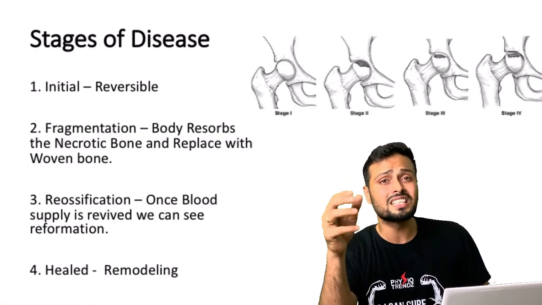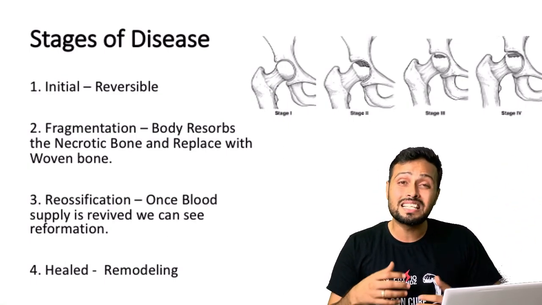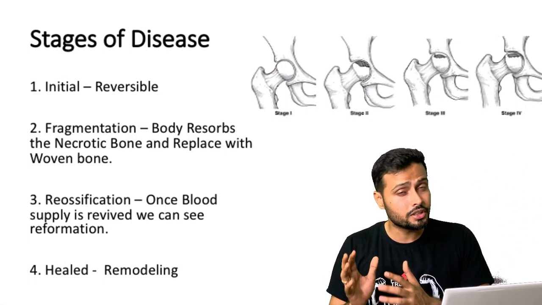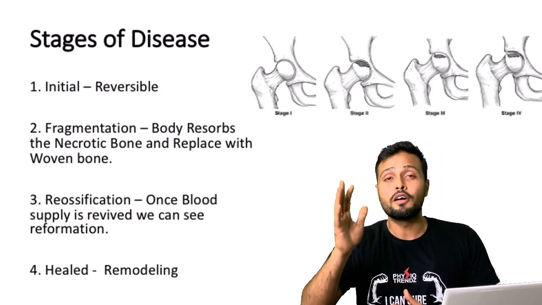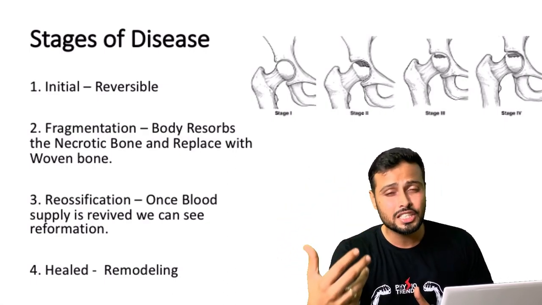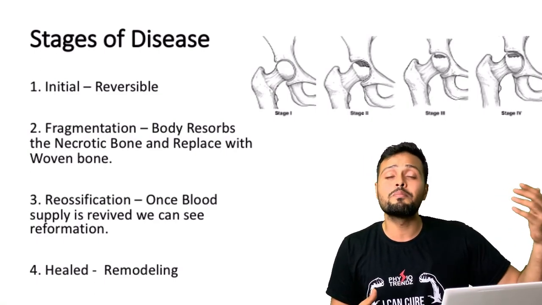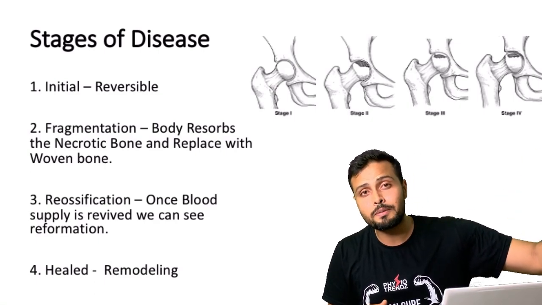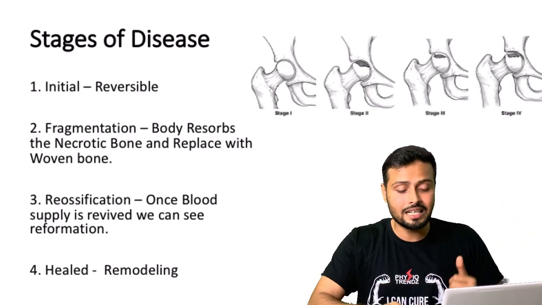The third stage is reossification. This is in terms of recovery. Once blood supply is revived, we can see reformation of the bone, and the fourth stage is healed or remodeling. Now we know that mainly in the elderly population, to get these 2 stages, stage 3 and stage 4, is very much difficult, and that is why we might have to choose other options for the treatment, which can be conservative or surgical. That we are going to see in the next slide, so just be here.